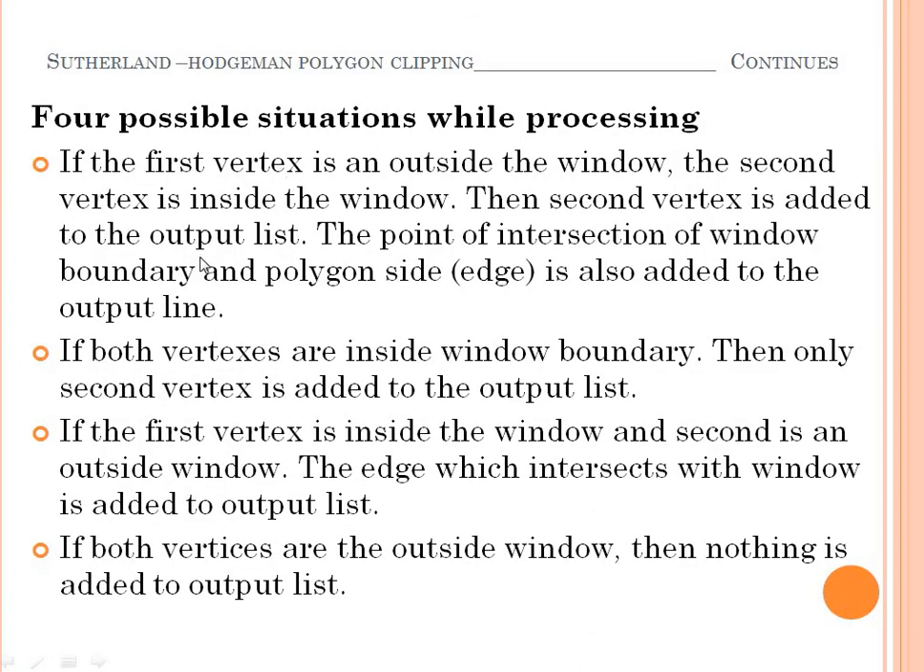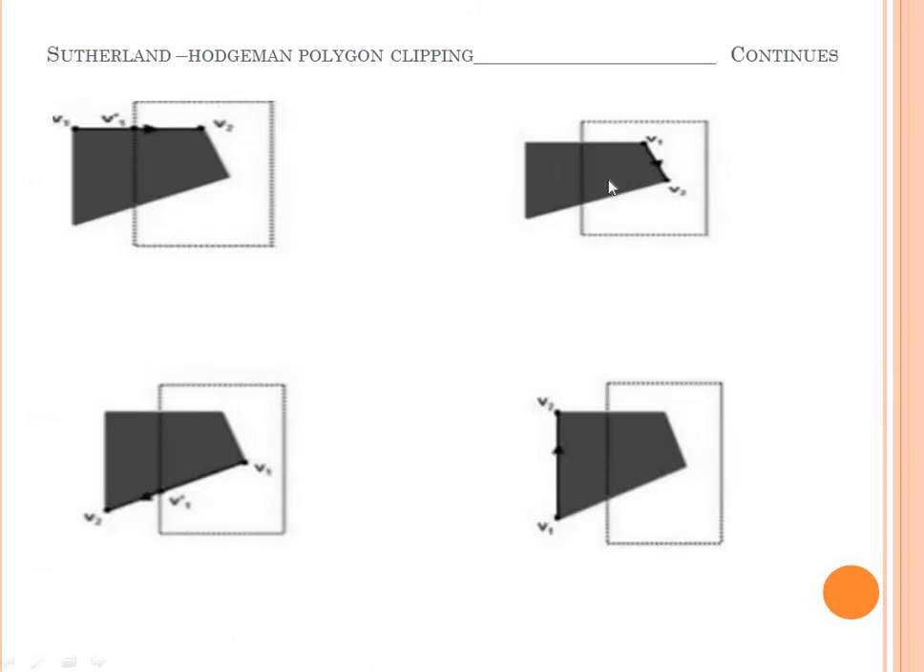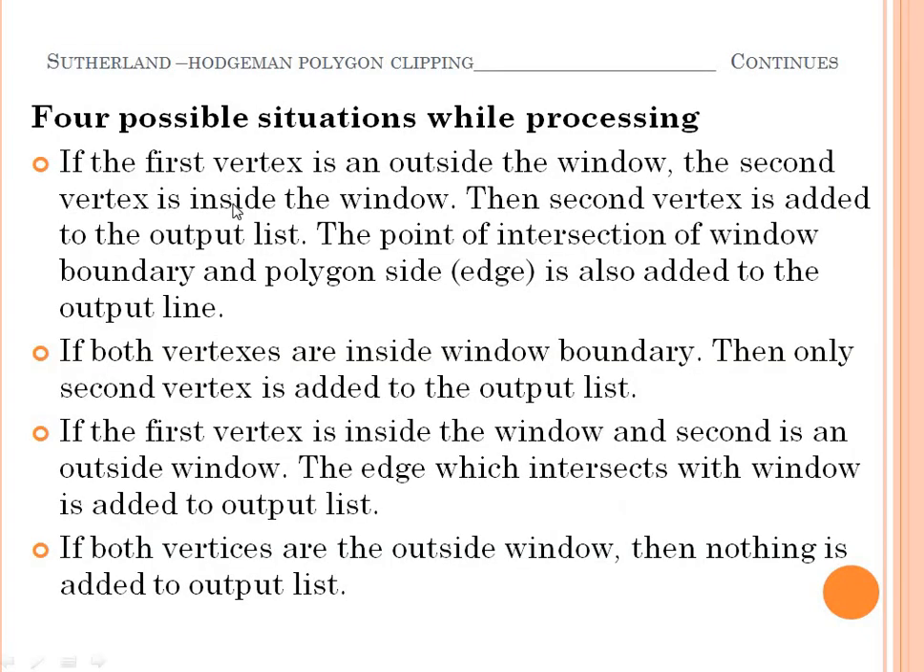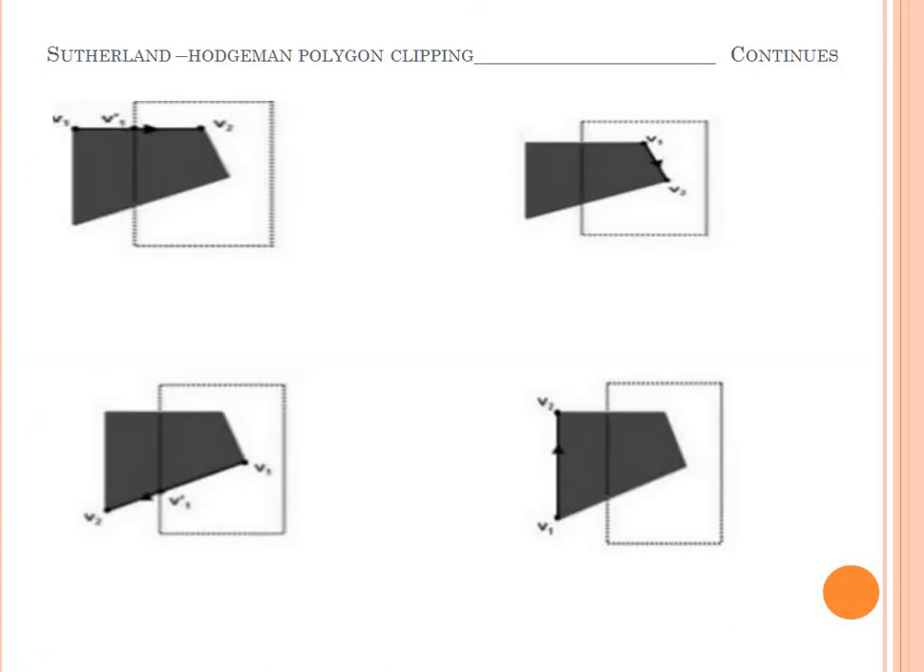The second case: if both the vertices are inside the window boundary, then only the second vertex is added to the output list. Here both the vertices, V1 and V2, are inside the clipping window. Then we only save which vertex? The second vertex, that is, save V2.